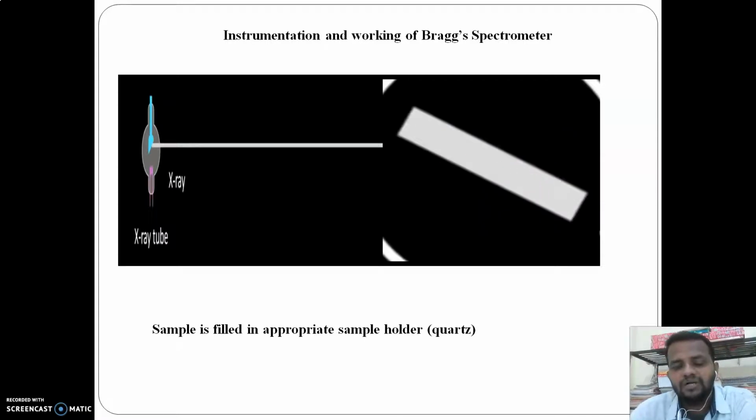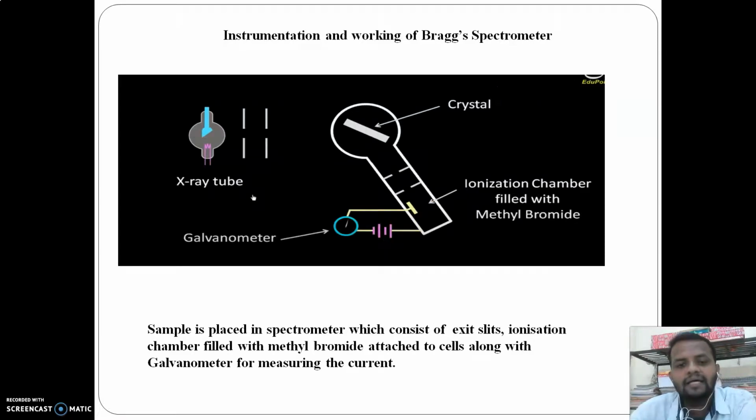This sample is further placed in a sample holder, which is made up of quartz, and this quartz is then placed in the spectrophotometer. The spectrophotometer consists of a sample holder, exit slits, and an ionization chamber with methyl bromide filled in it.